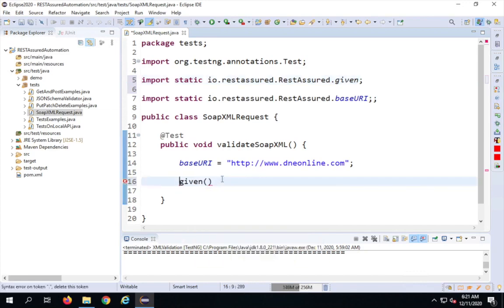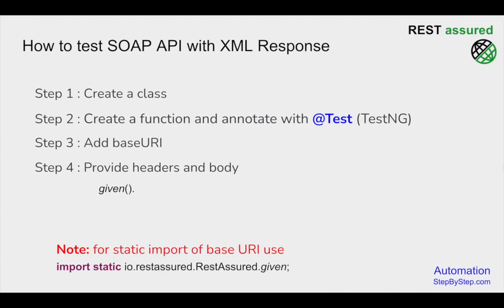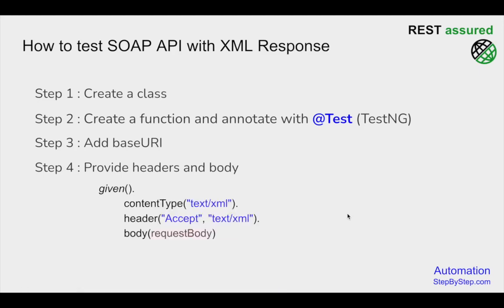I can directly say given, and this is what I have mentioned here as well. For static import of given, you can use this. So there is a correction, it is not base URI, it is given here, and this is what you use here. So after this, I can add the headers, the content type and the body.